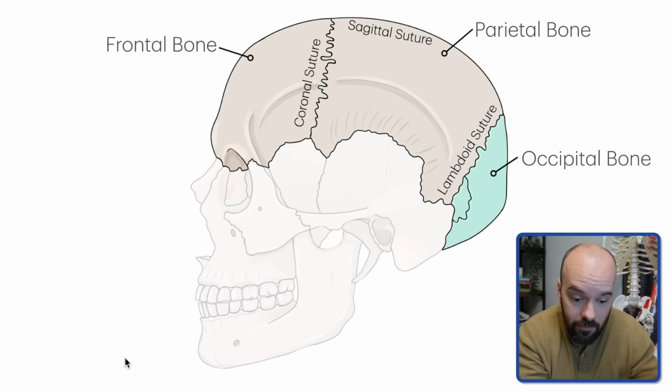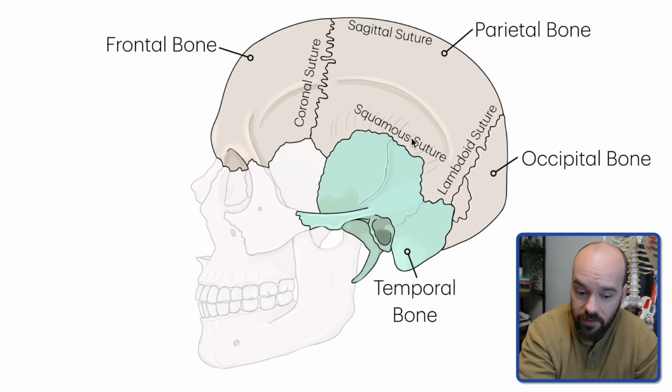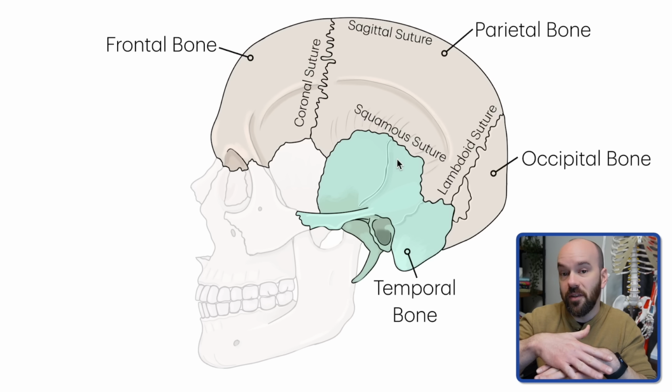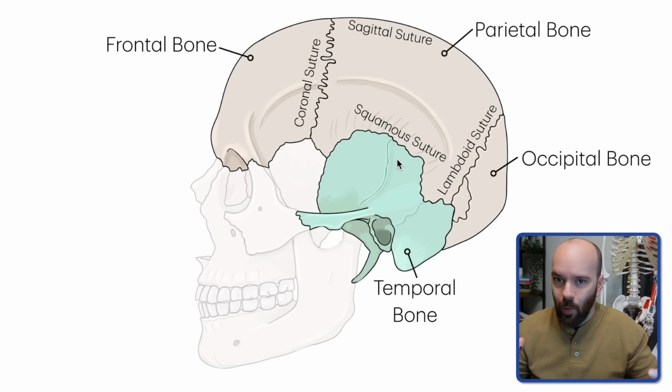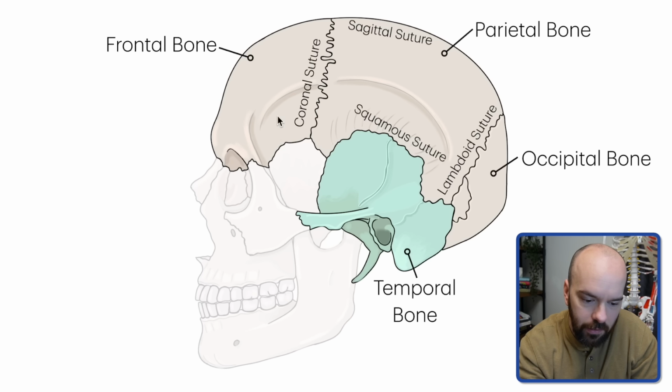All right, next we're going to have the temporal bone. And the temporal bone is a very unique looking bone. First of all, though, we've got a suture. This is the squamous suture. If you know a little bit of histology, you know that squamous epithelial cells are the flat epithelial cells. And so squamous just means flattened. And so if you look at this whole region right here, it is sort of flattened.